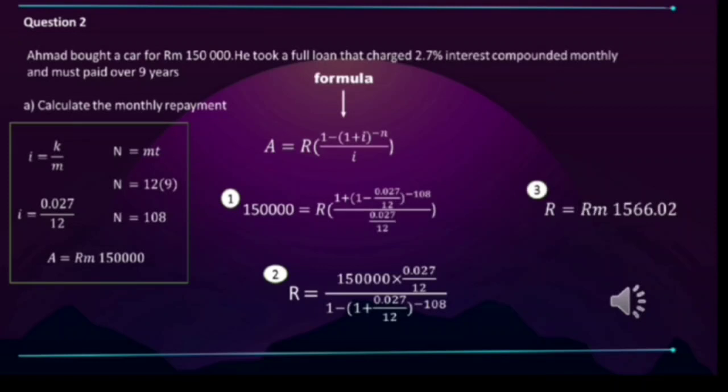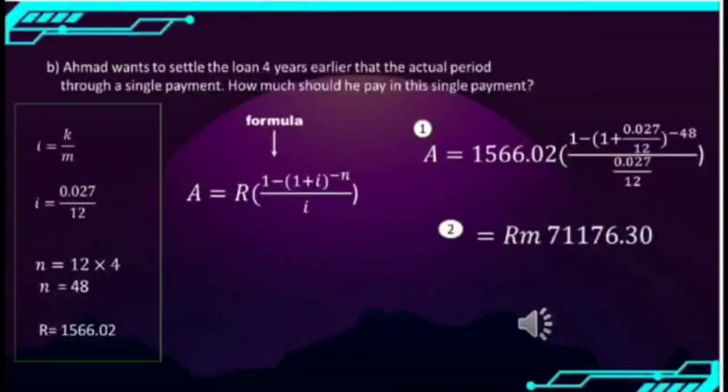Okay, after that, put the values into the formula. Okay, let's look at the numbers first. 150,000 equal R open bracket 1 minus open bracket 1 plus 0.027 over 12 close bracket power negative 108 over 0.027 over 12 close bracket. So secondly, we solve it, and lastly, the answer is RM 1,566.20.